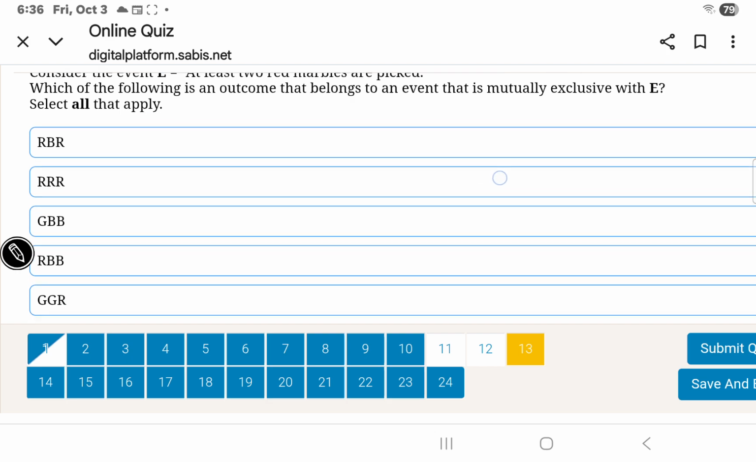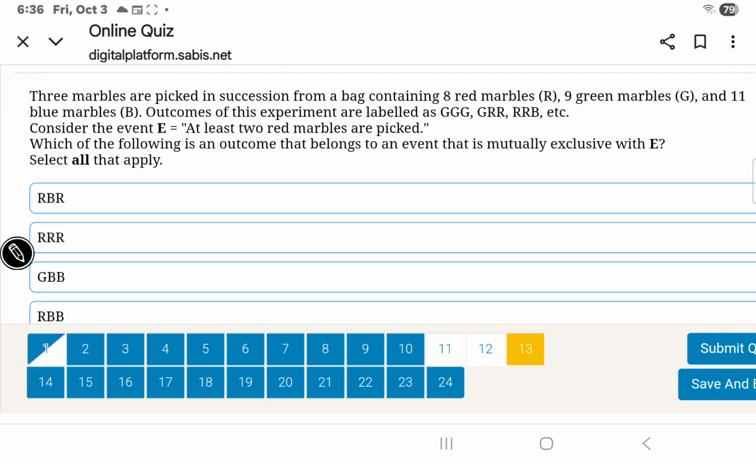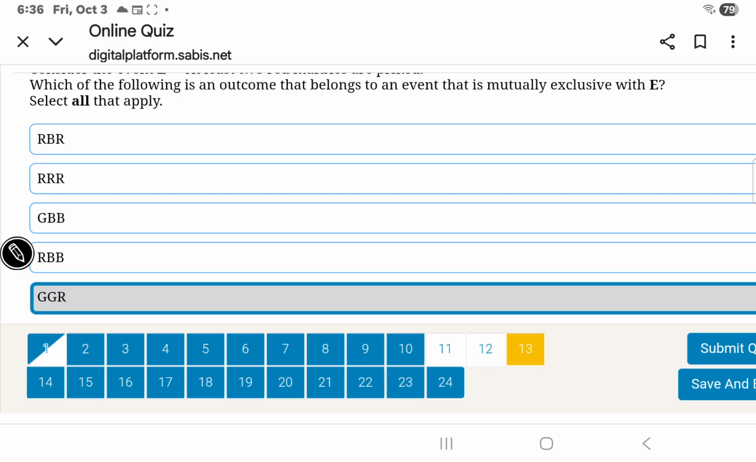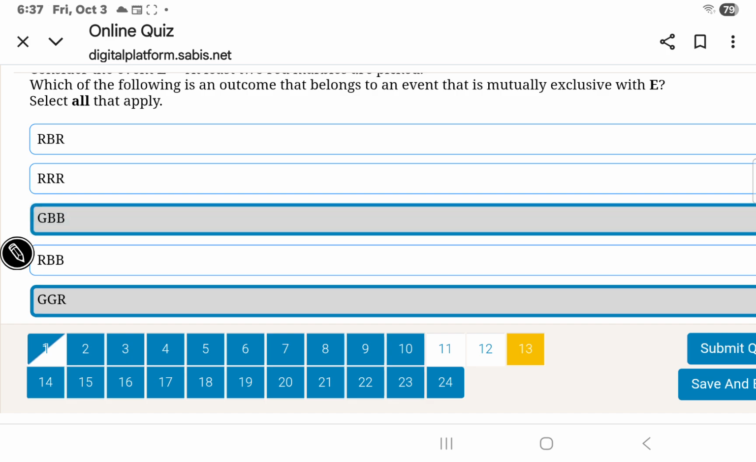Mutually exclusive means it's not in E. So this means we don't want at least 2 red. Here we don't have at least 2 red. And here we don't have at least 2 red. Other options have at least 2 red.